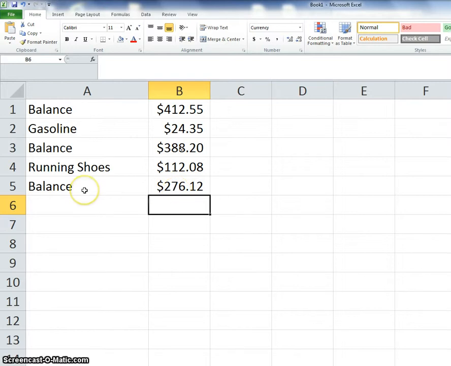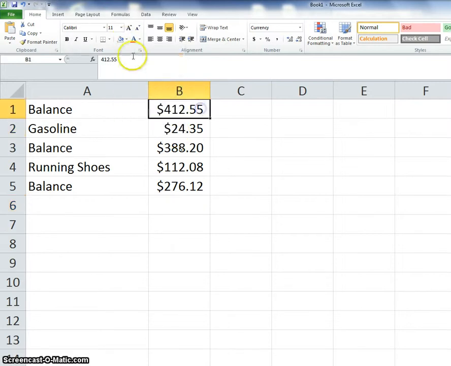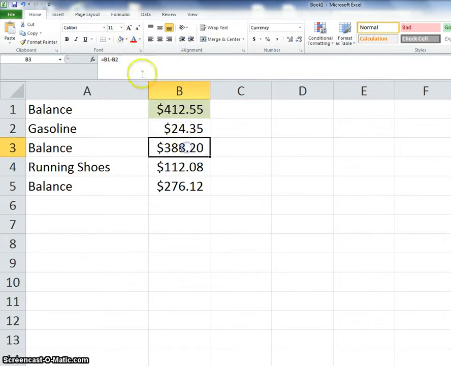So what I'm saying here is that you have to keep track of exactly what you spent and what your running balance is. If it helps you to see your balance better, you can put a little color there each time you have a balance. That might help you see what your balance is doing. You can see the balance is shrinking down a little bit.